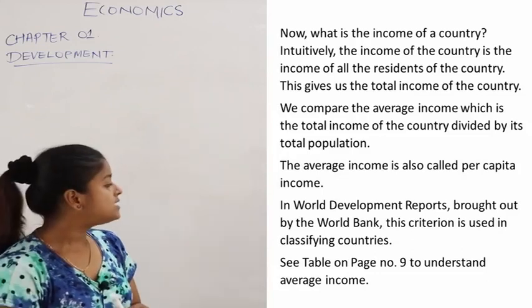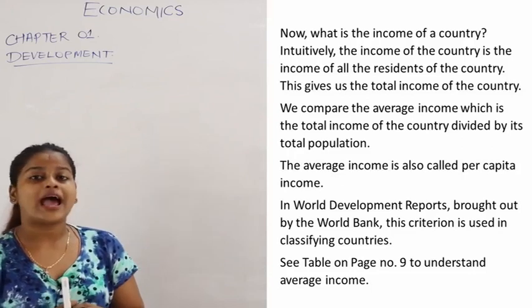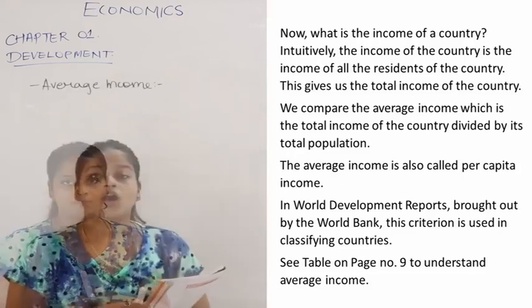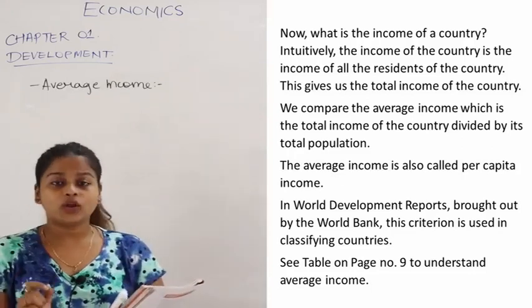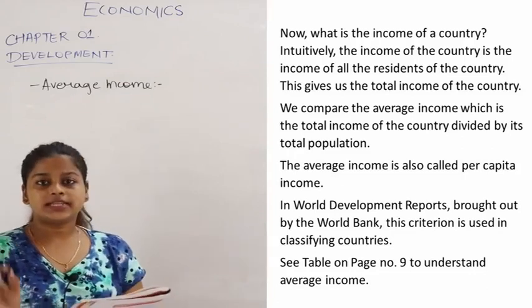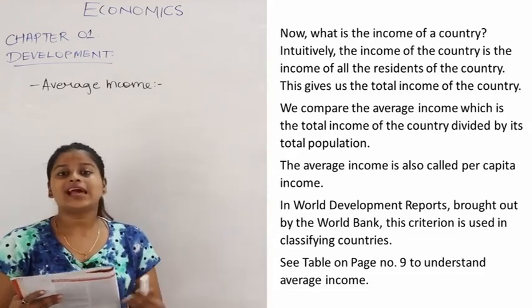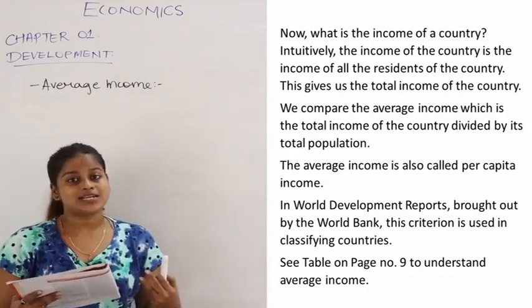Okay, so now let us just see a table on page number 9 to understand more about average income. If you see the table on page number 9 in your textbook, what does this table tell us? It tells us about the average income. So let us read and understand in detail what it has to say.